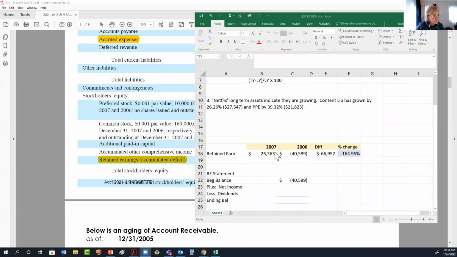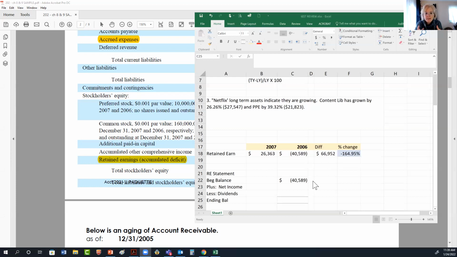So here was the new balance, 26,363. Here's the old balance, negative 40,589. The difference is a growth. So if you do that math, this year minus last year, but you have 2 minuses, right? So it turns it into a positive. 26 minus 40,889 is a positive 66,952. Okay. So that's a huge growth rate.